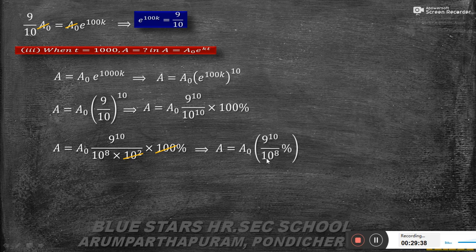So they ask about the nucleus. The amount of nucleus after 10 years, the percentage of the radioactive nucleus, A equal to A naught 9 power 10 by 10 power 8 percentage.